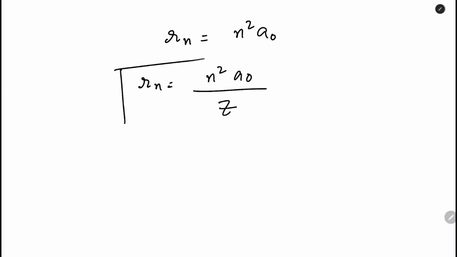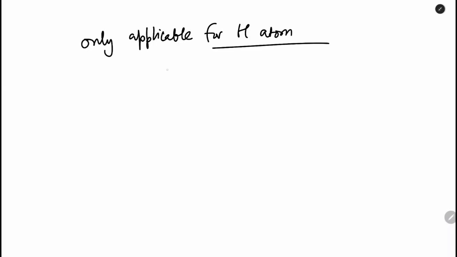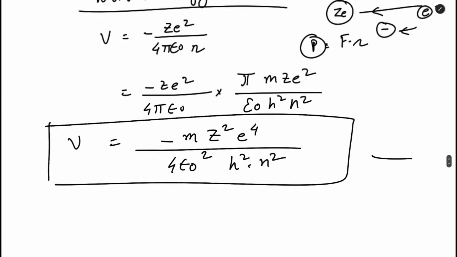And for a hydrogen-like atom with Z protons in the nucleus, it would be Rn equal to n square into A naught by Z. But we have seen when we try to verify it experimentally, this data fails. The whole postulate of Bohr is only applicable for hydrogen atom. Why? Because this is the simplest model. It has got atomic number of 1. It has only one proton, one electron. So this is the simplest idea, and the structure of hydrogen is described by Bohr's model.